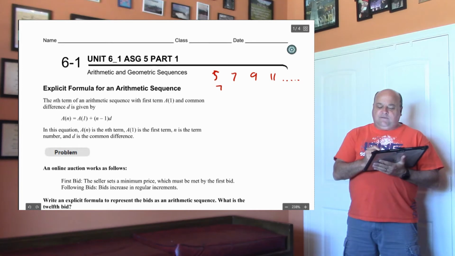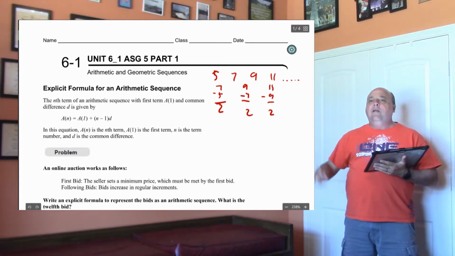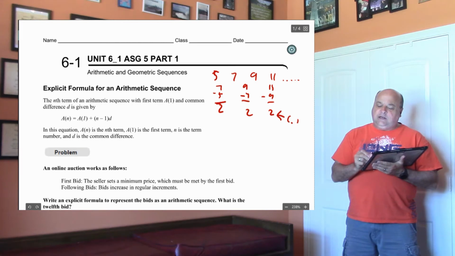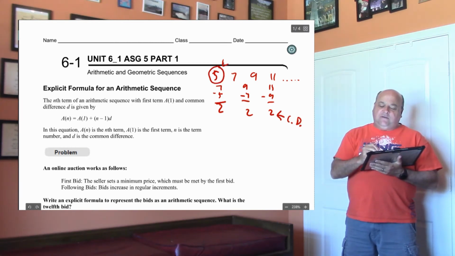If I were to do 7 minus 5, I would get 2. If I were to do 9 minus 7, I would get 2. If I were to do 11 minus 9, I would get 2. The 2 is called the common difference, okay? And the 5 is the first term.